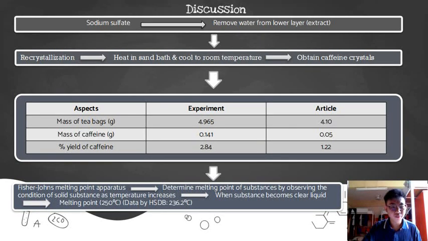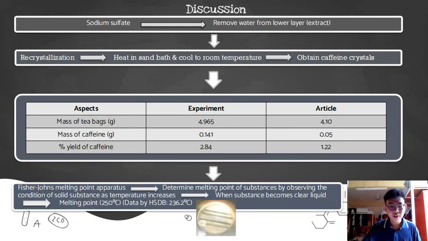The Fisher-Johns melting point apparatus is an apparatus used to determine the melting point of substances by observing the condition of the solid substance as the temperature increases. The melting point of a substance is obtained when the substance becomes a clear liquid, as shown in the picture below.